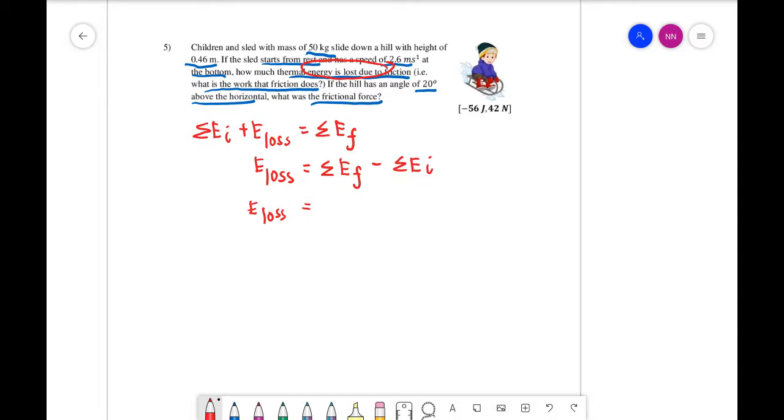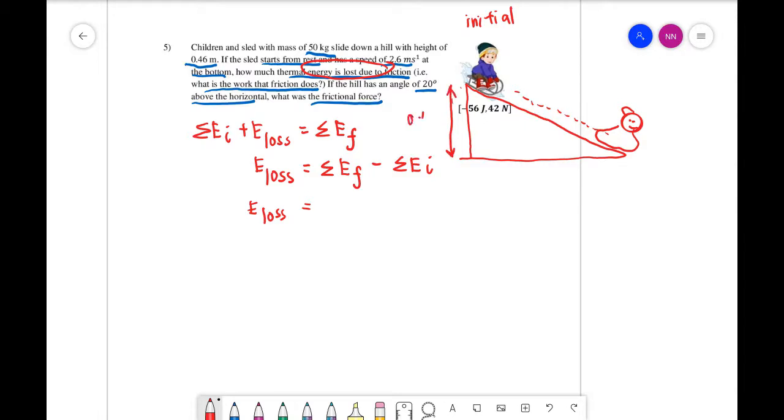So we have to identify what kind of energy at the initial position and at the final position. The child slides down a hill, down to the bottom of the hill. Initially, it is at a height of 0.46 up the hill. Then they slide down to the bottom of the hill, which is the final position. At the final position, it is at ground level, so there is no potential energy. But it is moving, so it has final kinetic energy.